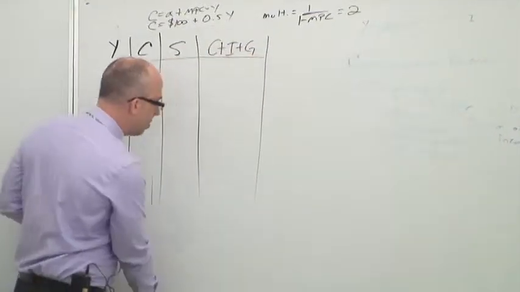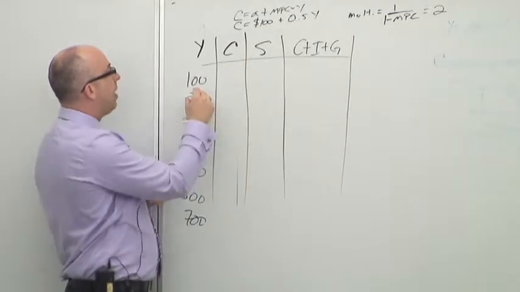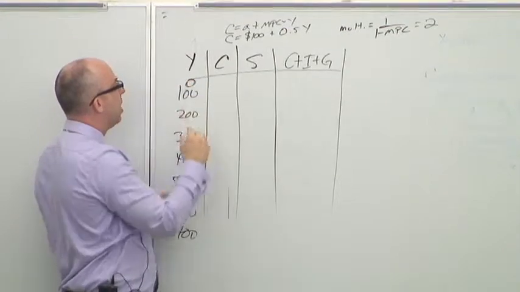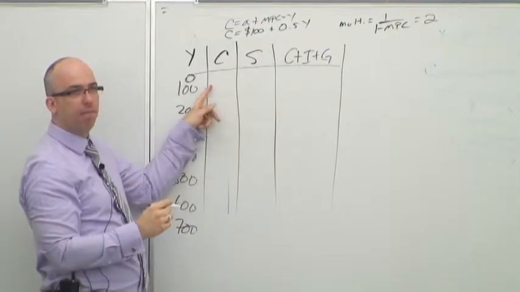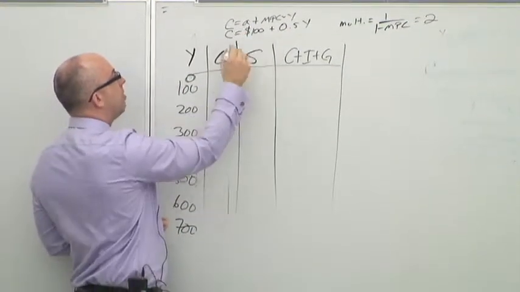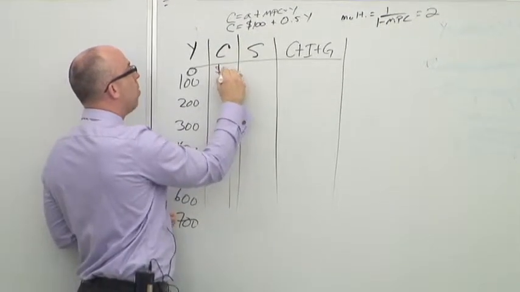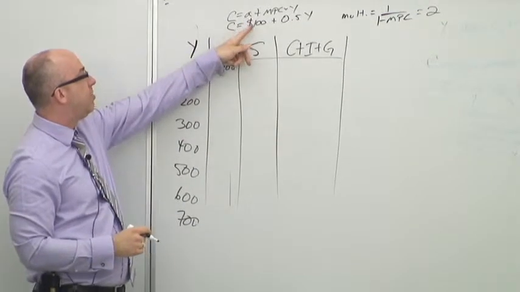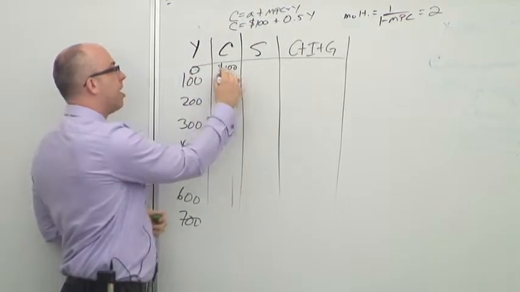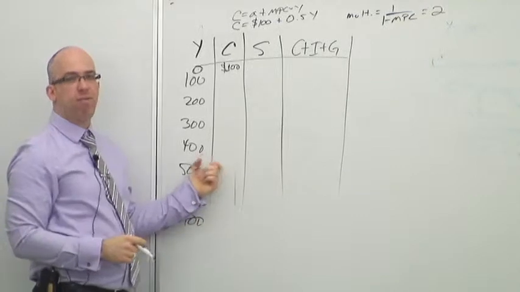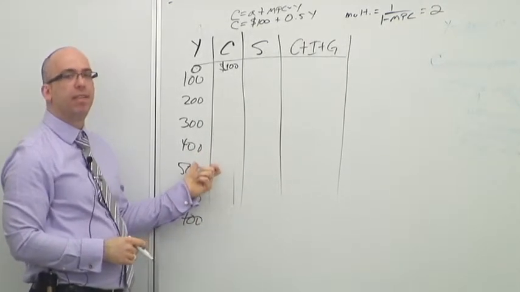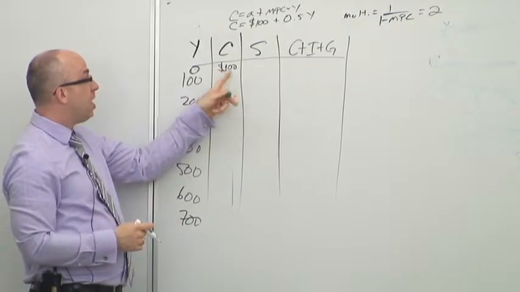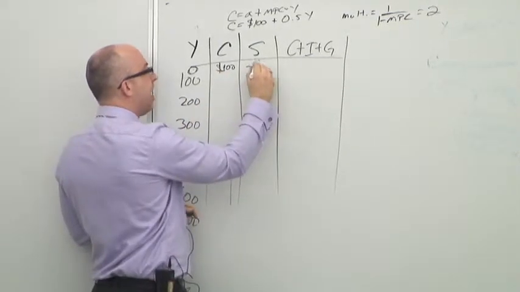So the first thing to notice is if I plug in 0 here for Y, if I have 0 income, I am still going to spend $100. So that's the first thing, that's this autonomous consumption. And people do have autonomous consumption. If you get laid off for a week, you still have to pay rent. You might have to take the money out of savings, but you're still paying rent. All right, so this means that your savings is negative 100.